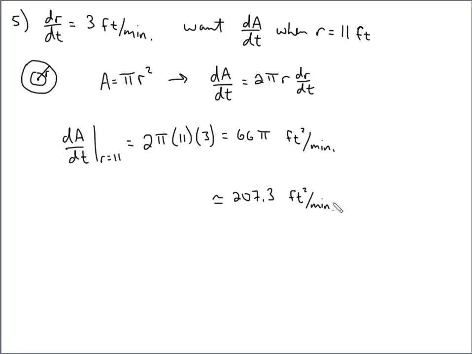Okay, so again, what this is telling us is that at the moment when r is 11 feet, the area is changing at a rate of 207 square feet every minute. So it's going to be getting bigger at that rate. But again, only at this moment in time. This value will actually get larger if r was larger. So at this moment in time, the area is changing at this rate.